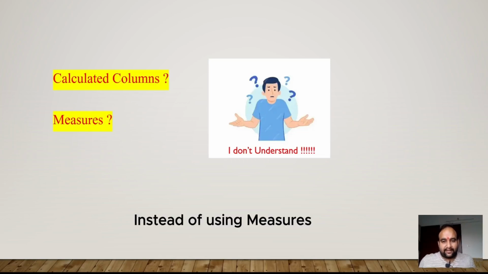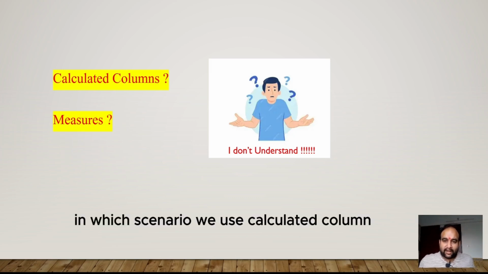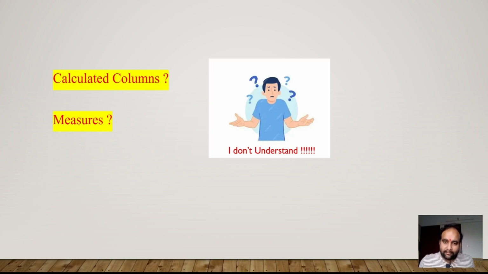Instead of using a measure, are you using a calculated column? Or are you confused? In which scenario do we use a calculated column, or do we use a measure?